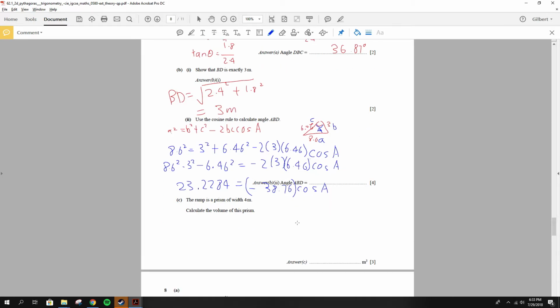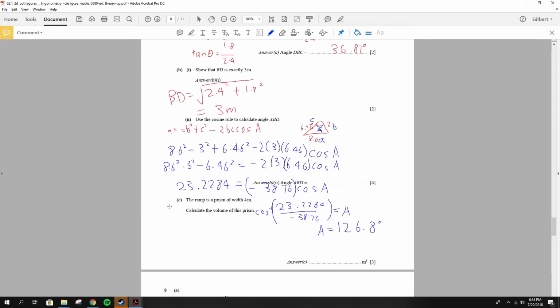Now this value you have to bring underneath. So it will be 23.2284 over negative 38.76, and if you bring the cos over as well, it's going to be shift cos. Therefore A equals, type this whole thing into the calculator as complete as possible, 23.2284 divided by negative 38.76, shift cos answer, equals 126.8 degrees. A equals 126.8 degrees.